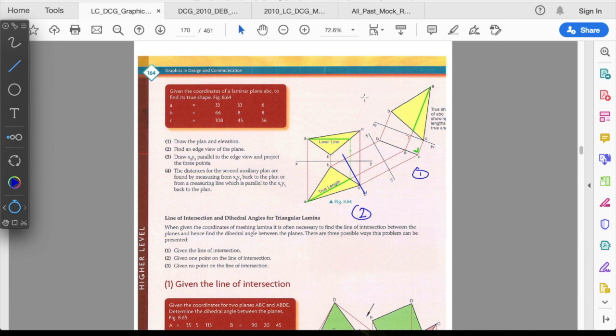Okay, so the level line gives us the angle for the first auxiliary. Then for the second auxiliary, we're looking perpendicular to the edge view of the plane, and that gives us then the true shape.